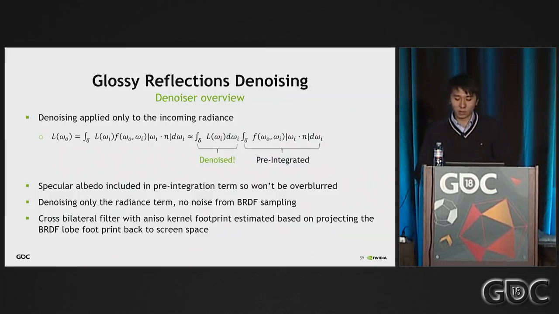So as the actual filtering, our denoiser filter is also a cross-bilateral filter with adaptive anisotropic filter footprint. And the footprint is estimated based on projecting the shape of the BRDF lobe back to screen space. And that's how we're able to preserve all the expected shading features like elongations and contact hardenings of the glossy reflections.